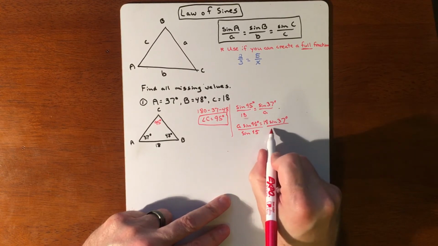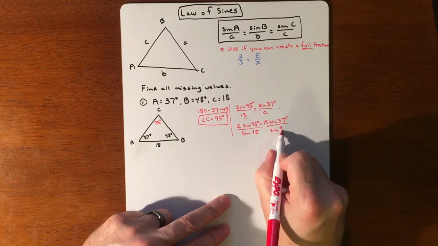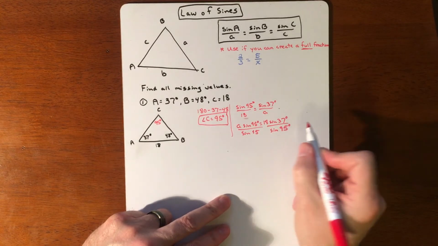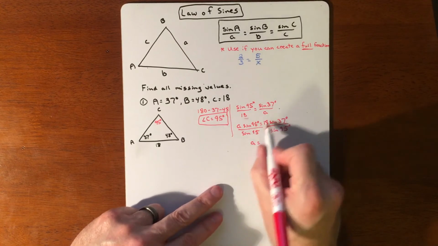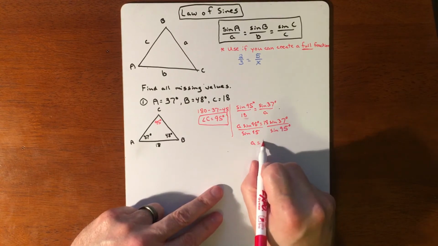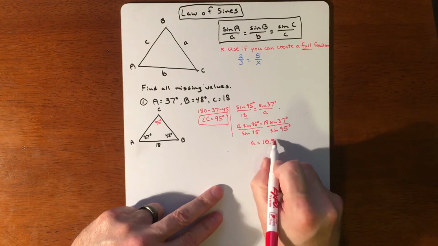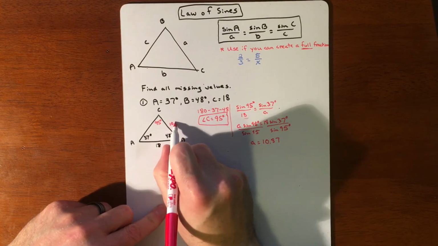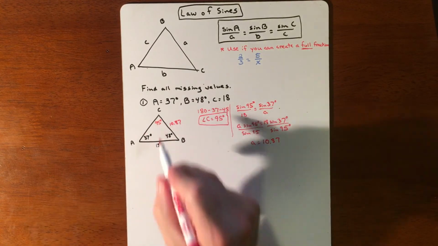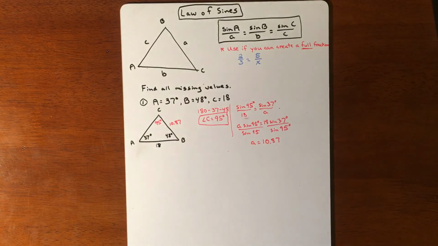We'll be plugging this into the calculator. Make sure your calculator is in degrees, not radians. Otherwise you're going to get everything wrong. So plug that into the calculator. That gets you 10.87. I like to throw pieces onto the triangle just so I get a visual, because we're going to do a check at the end just to make sure everything feels okay.